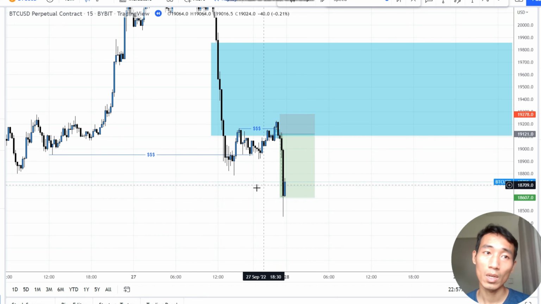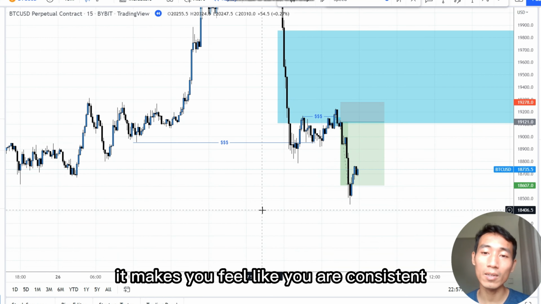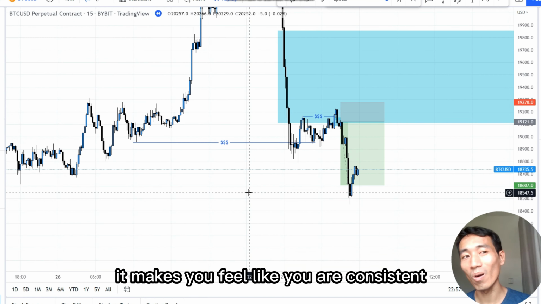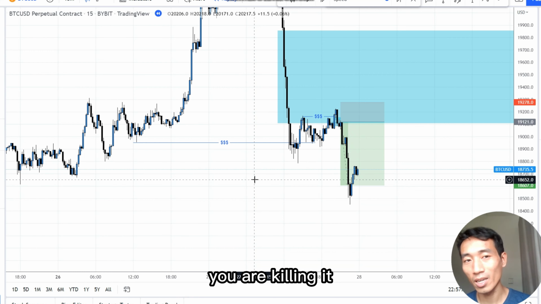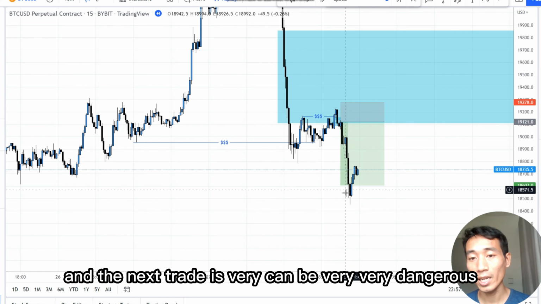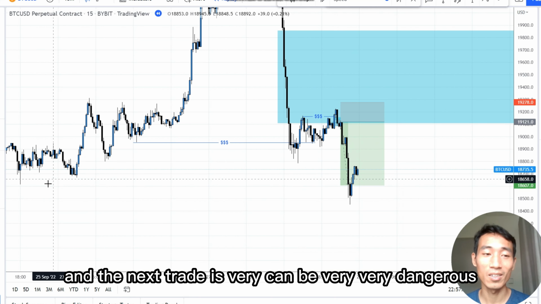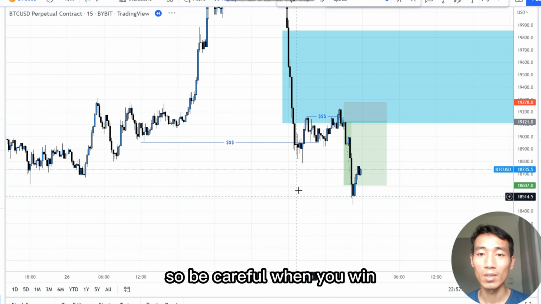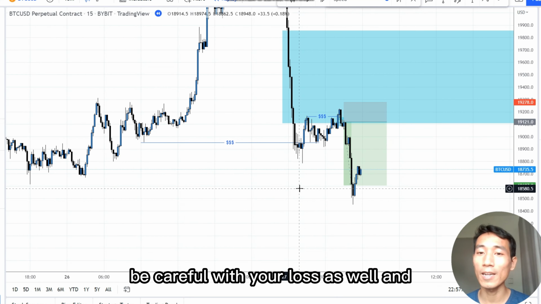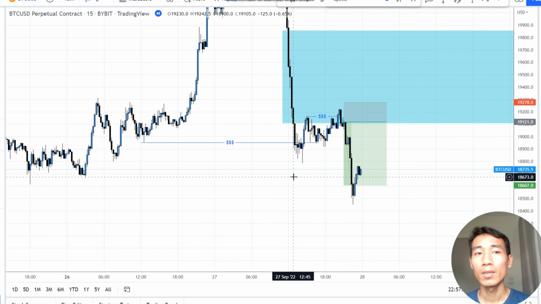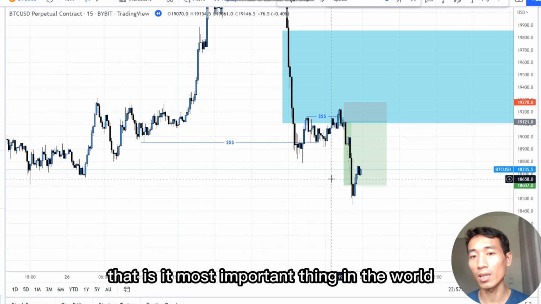And sometimes your trade goes like that, and it's nice. I know that it's nice, but sometimes a trade like that makes you feel like you are consistent, you are great, you are killing it, and the next trade can be very dangerous. So be careful with your win, be careful with your loss as well, and yeah, just forget about it. Just focus on the next trade. That is the most important thing in the world.